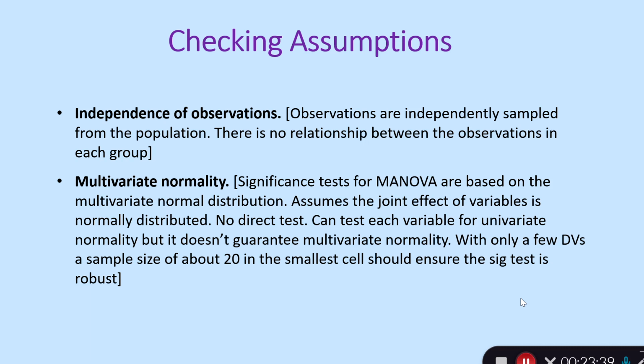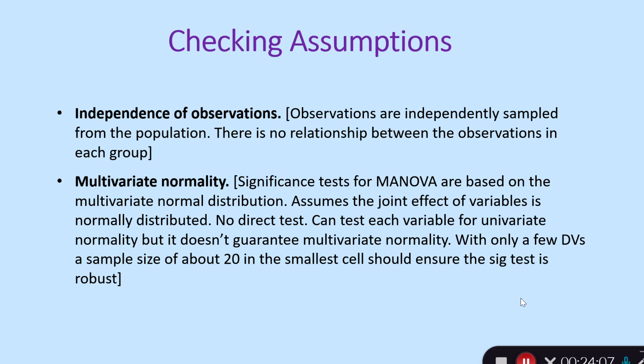There's no statistical test that we can do that will tell us whether or not our data is multivariate normally distributed. What people often do is test each variable for univariate normality. You could plot a histogram, look at the residuals, see if it's normally distributed, or you could even do statistical tests of normality. But that doesn't guarantee multivariate normality.